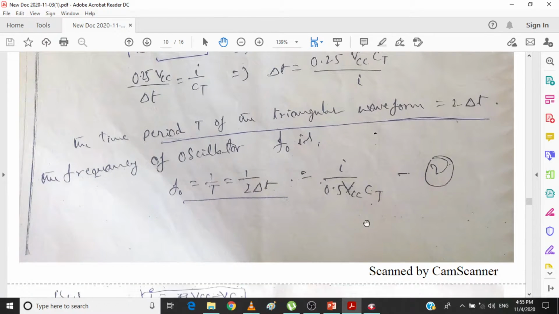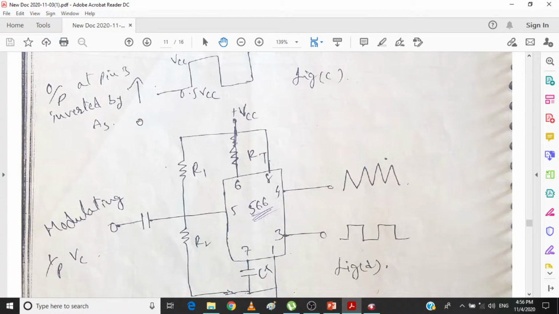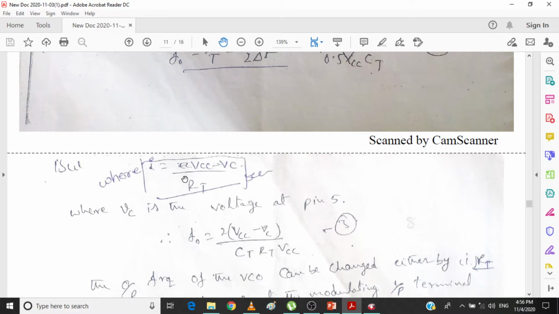But we know the I value, right? I is the current passing through this particular terminal. So the current passing through the RT is nothing but the voltage drop across the RT divided by RT. Go back for the I value. I is the current passing through the RT resistor, which is VCC minus VC by RT.